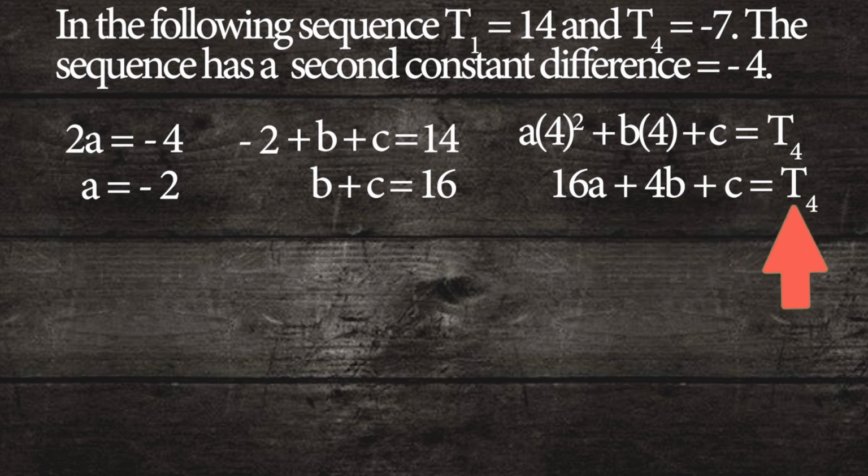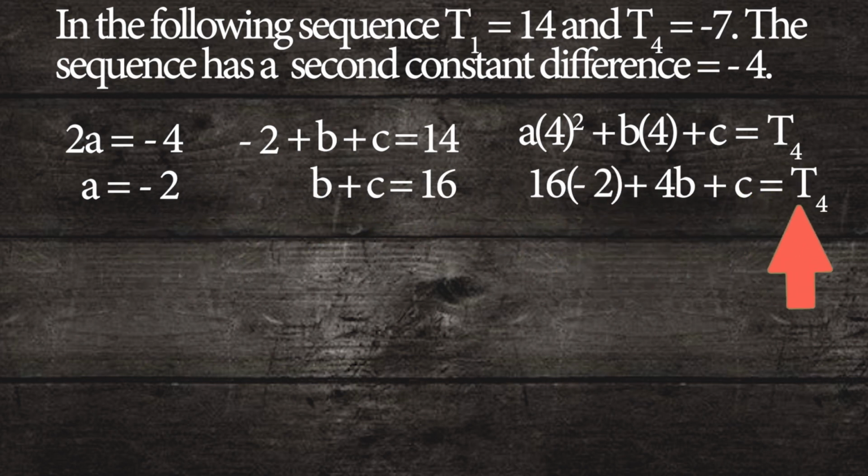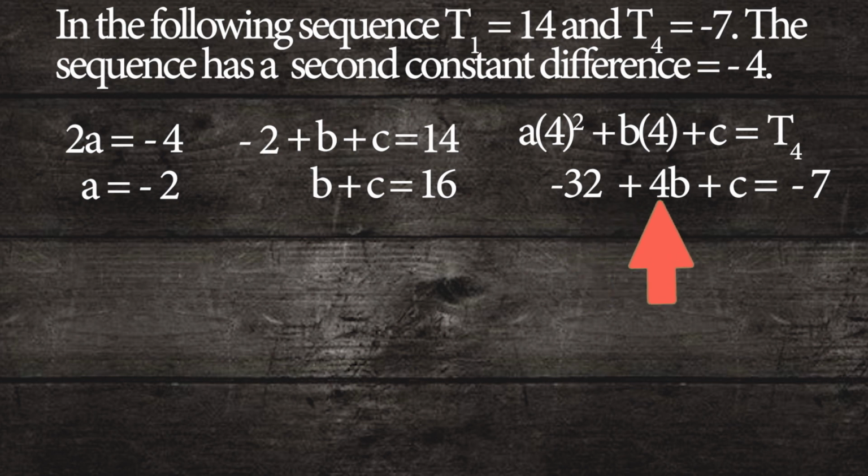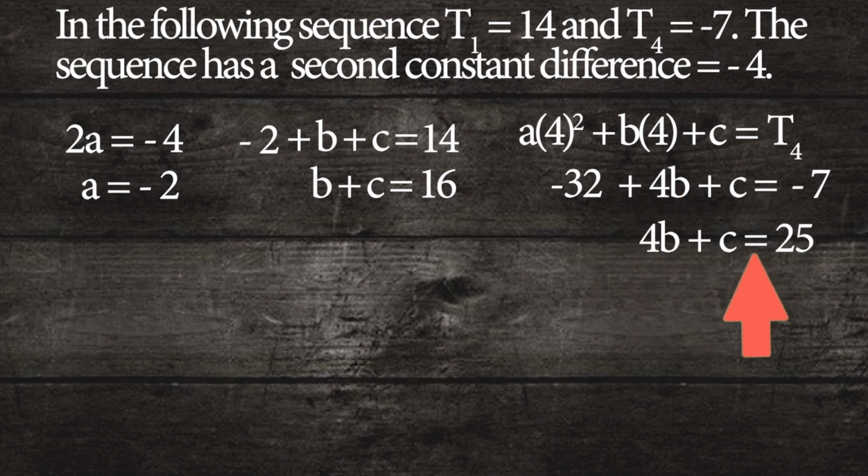Now we do substitution of the variables that we have. In the place of a, we put the minus 2. And in the place of term 4, we put minus 7. There we go. So now we have minus 32 plus 4b plus c is equal to minus 7. Okay, so that leaves us with 4b plus c is equal to 25. Because the minus 32 goes to this side, it becomes a plus 32. And minus 7 plus 32 gives us 25.